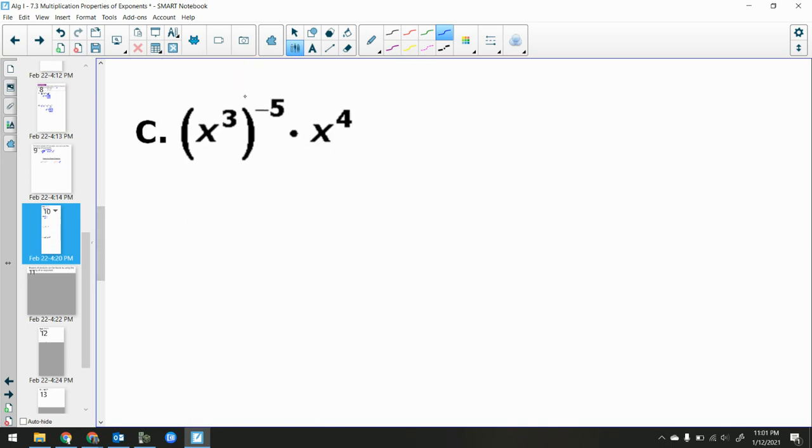All right, let's keep it going here. Now, I've got 2 properties in 1. Notice how I've got my power to a power property here, right? This is x to the third to the negative 5th. So that gets me an x to the negative 15th because I multiply those exponents together. But then I have this product going on where I'm multiplying the bases, so I would add the exponents. Negative 15 plus 4 is negative 11. And now I have to simplify that: 1 over x to the positive 11th.